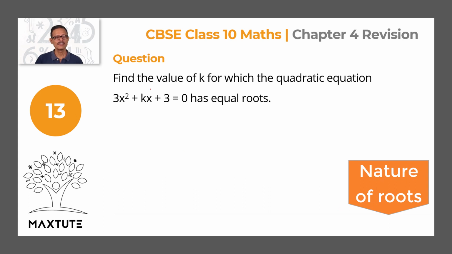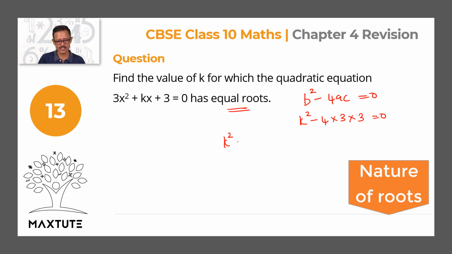The last question: find the value of k for which this quadratic equation has equal roots. When will a quadratic equation have equal roots? It's going to have equal roots when b square minus 4ac is equal to 0. What is b? b is k. So k square minus 4 into 3, which is a, into 3, which is c. This is equal to 0. So it translates to k square minus 4 into 3, 12, 12 times 3, 36.